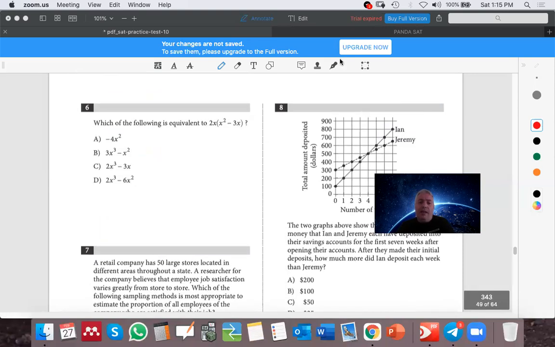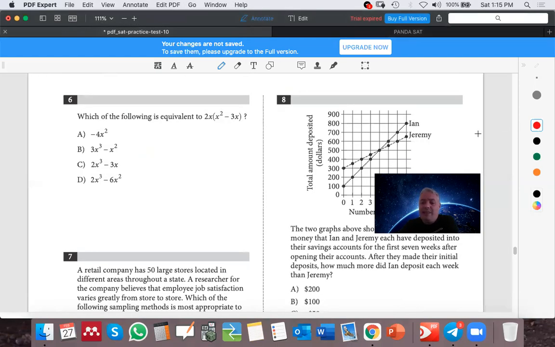Good. Now, the new question is this. Which of the following is equivalent to this? What is the result? I mean, simply. It's really simple. Why? What are we going to do? Just expand this. 2x times x squared minus 2x times 3x, and that gives 2x cubed minus 6x squared.